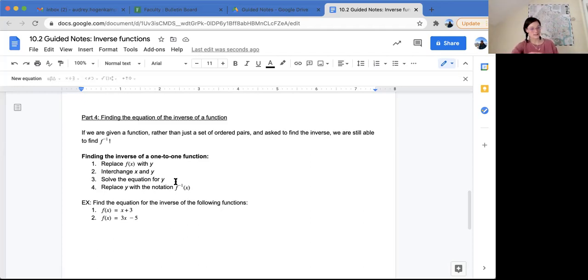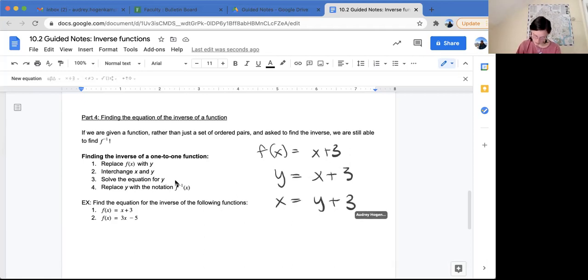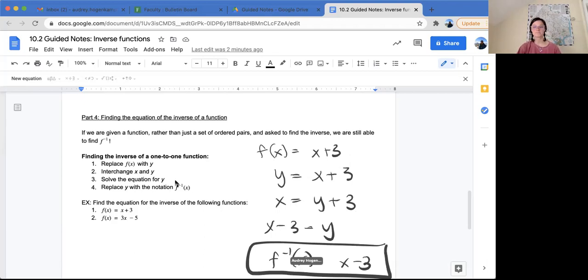For instance, find the equation of the inverse of the following functions. Number 1, f of x equals x plus 3. Step 1, replace f of x with y. y equals x plus 3. Step 2, interchange x and y. x equals y plus 3. Step 3, solve the equation for y. x minus 3 equals y. Step 4, replace y with the notation f inverse of x. f inverse of x is equal to x minus 3. And that's literally it. Nothing too bad at all.